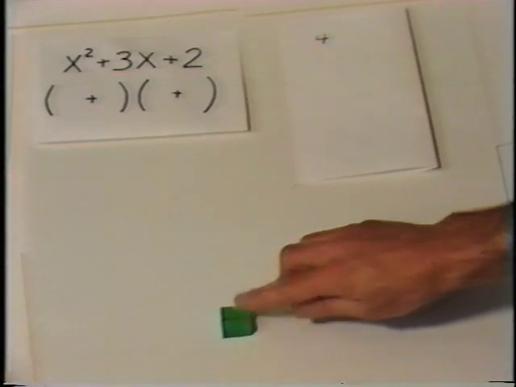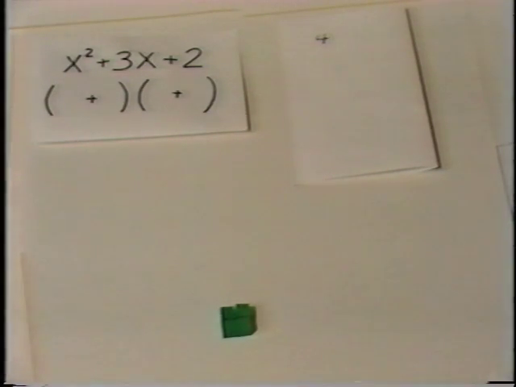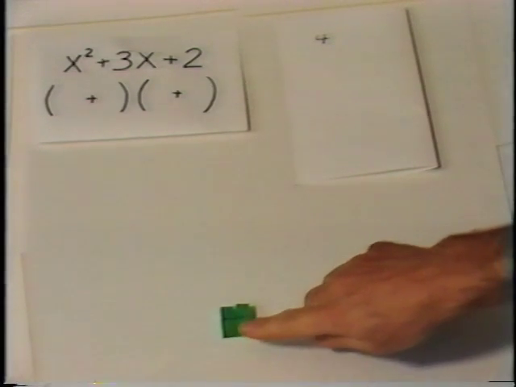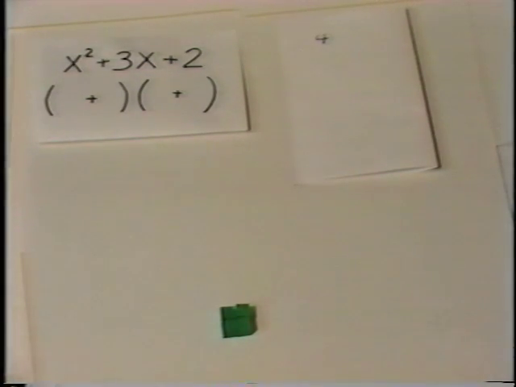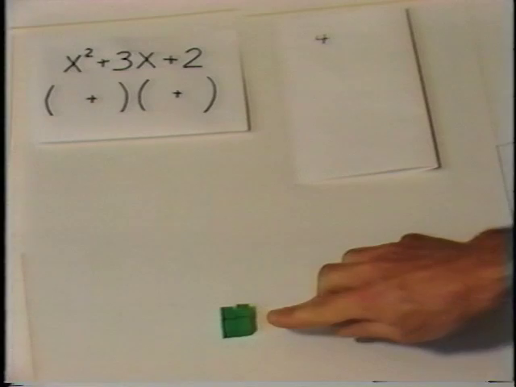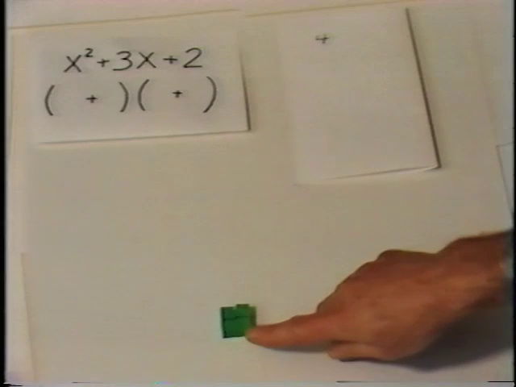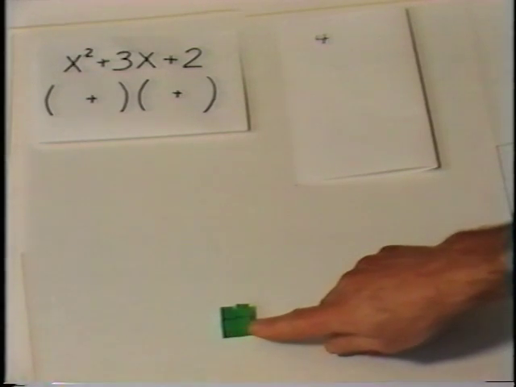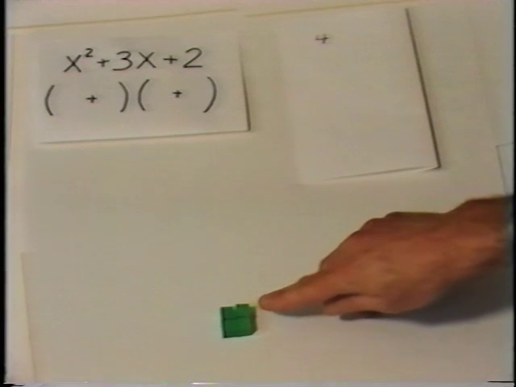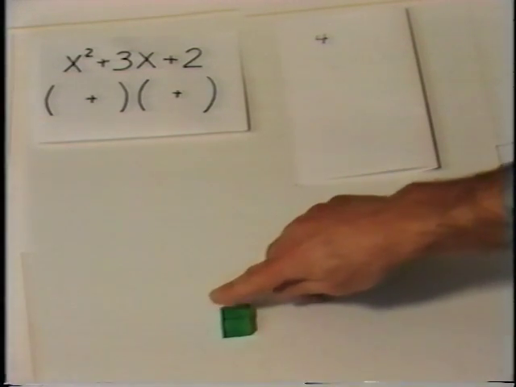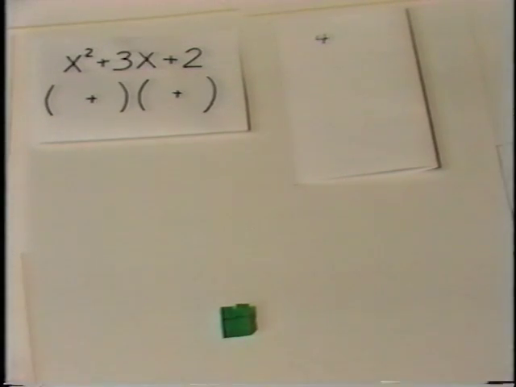Notice here we have a special rectangle. Here we have a rectangle and both sides are equal. A rectangle whose sides are equal is called a square. We name this square by the length of its side. The length of each side is 2. The over and the up distance are both 2. We name this square 2 square because the side is 2.